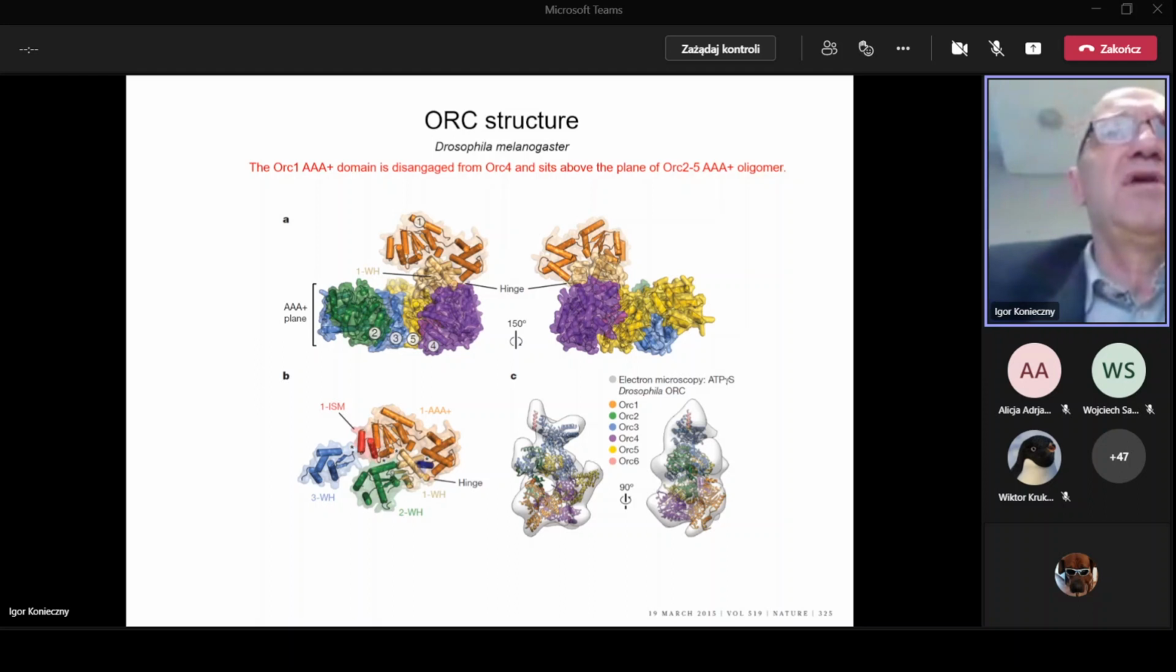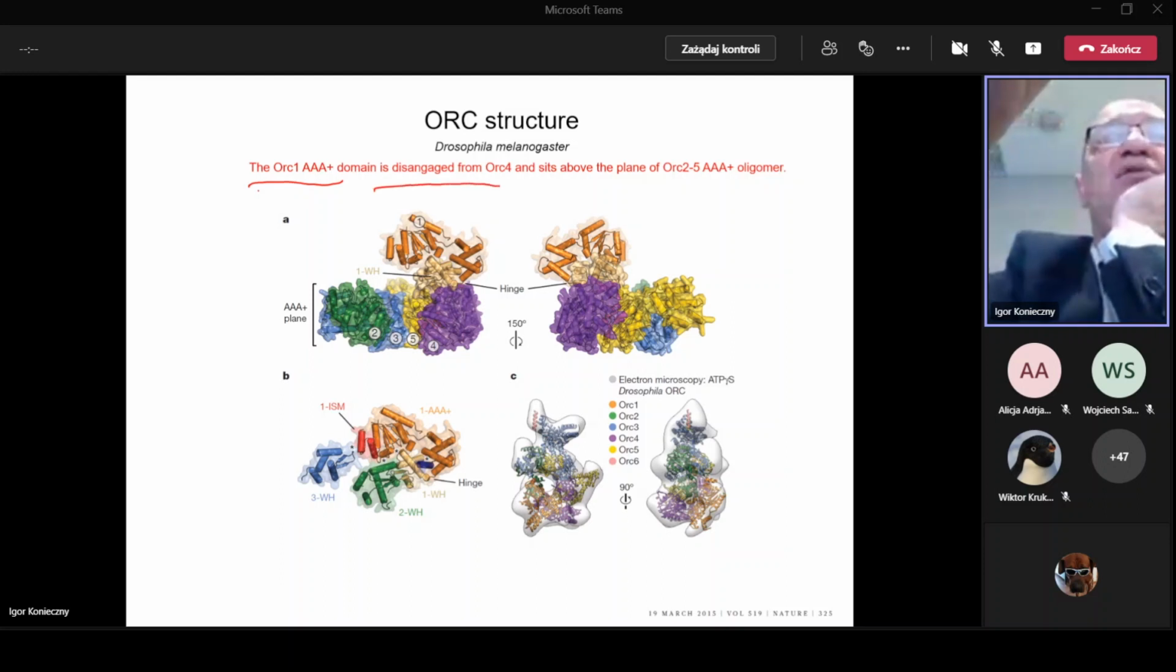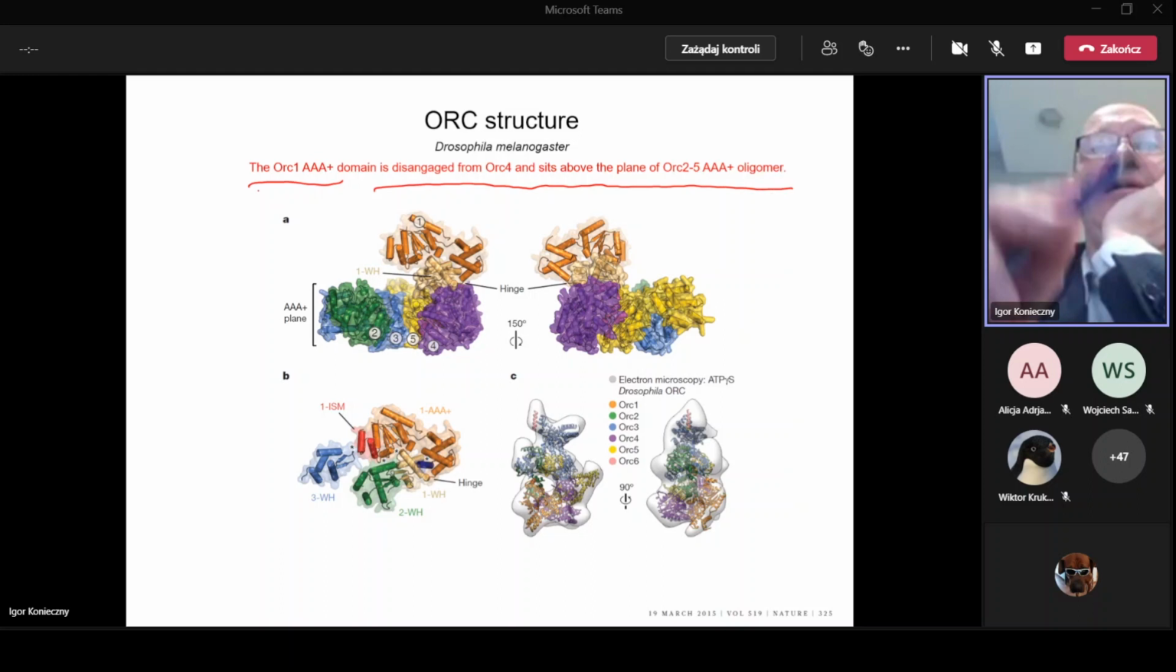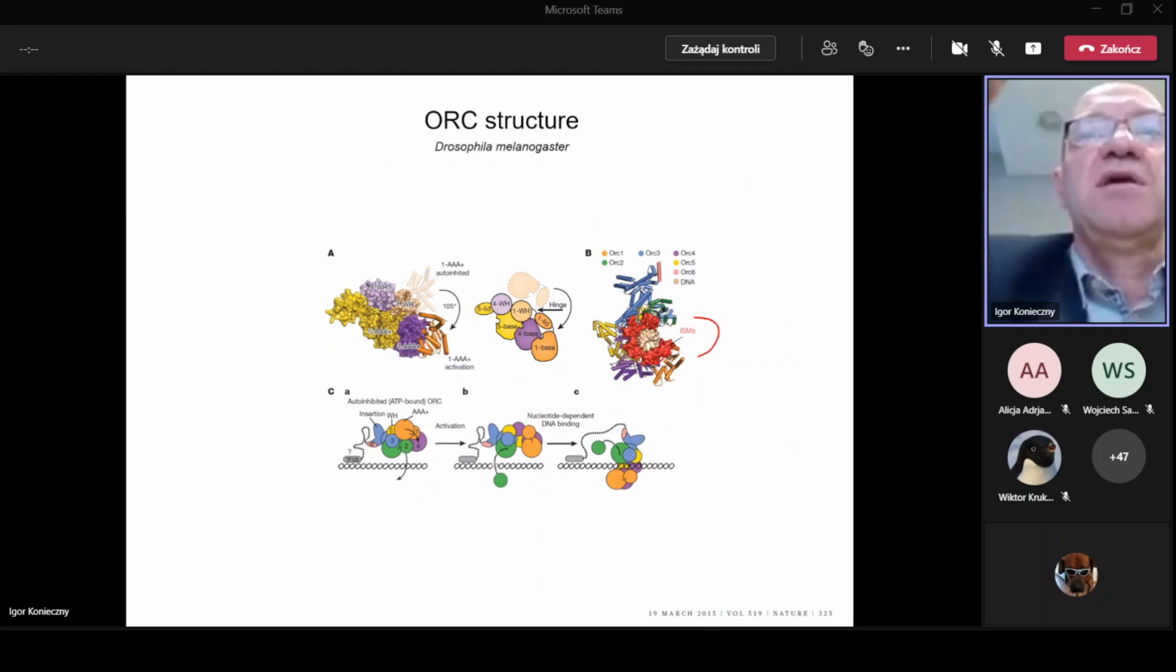What we have in here is that the ORC1 AAA plus domain is disengaged from ORC4 and sits above the plane. Maybe we'll see it better on the next slide. So what it shows you is that in this structure, the ISMs are in here, so the DNA is over there.